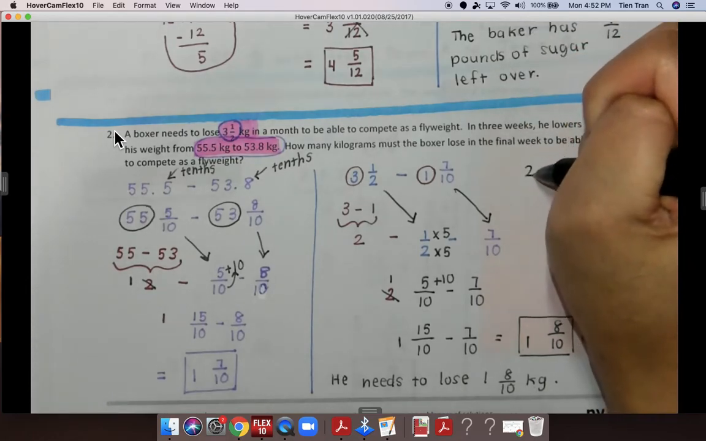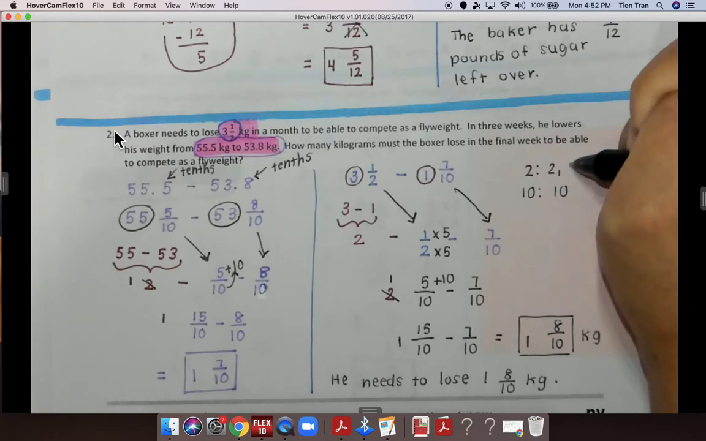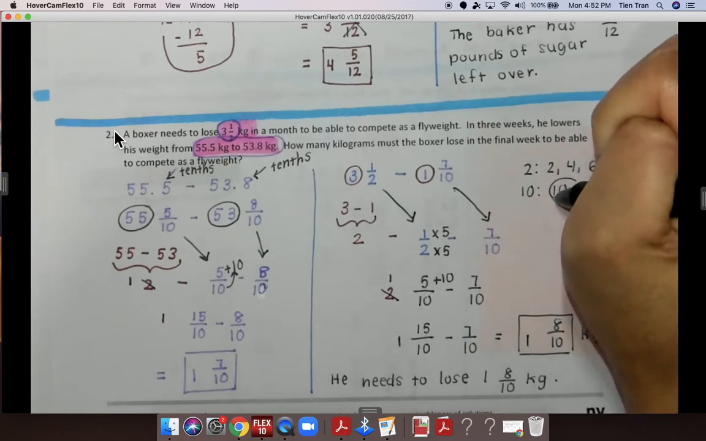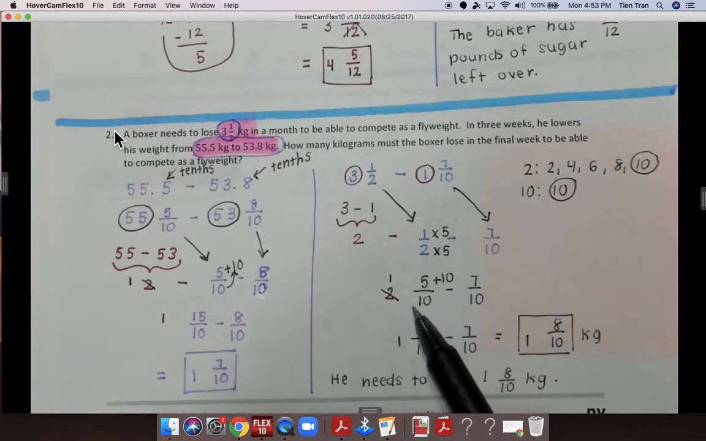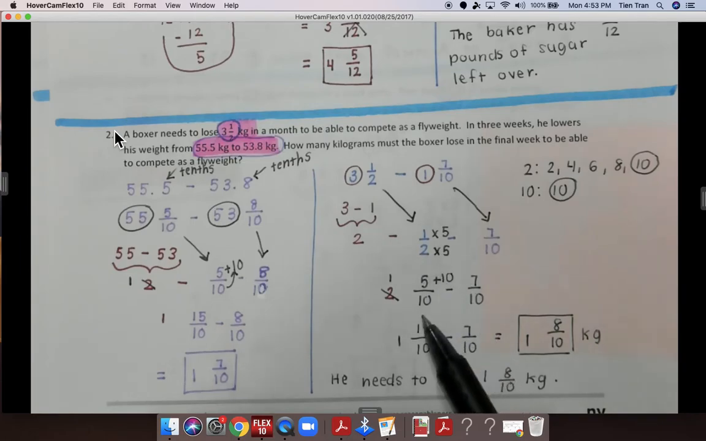So 1/2 and 7 tenths. I noticed that 2 and 10 have a common denominator. I'm going to show you. We have 2, 4, 6, 8, 10. My common denominator for it is 10. So I'm going to multiply times 5 over here. So 1 times 5 is equal to 5. 2 times 5 is 10. I bring that 7 tenths right down. It doesn't change. So now I have 5 minus 7.